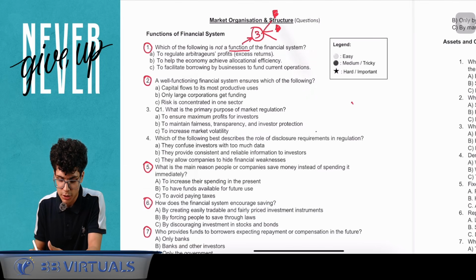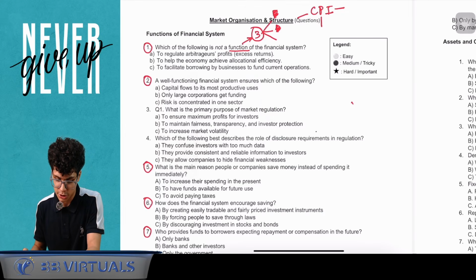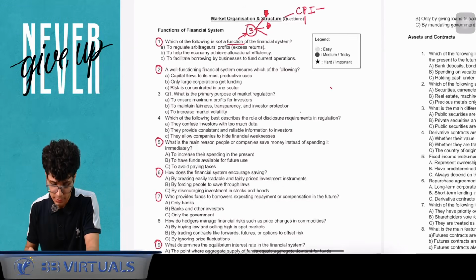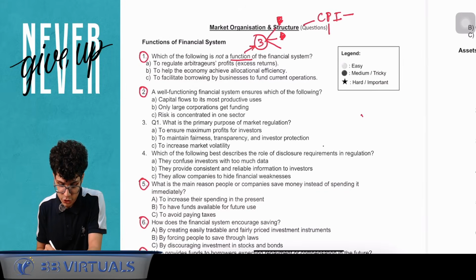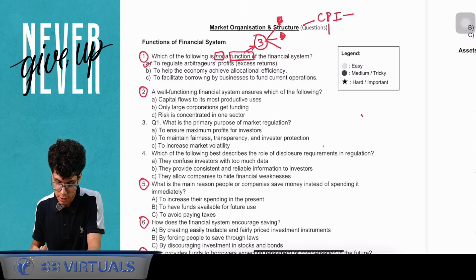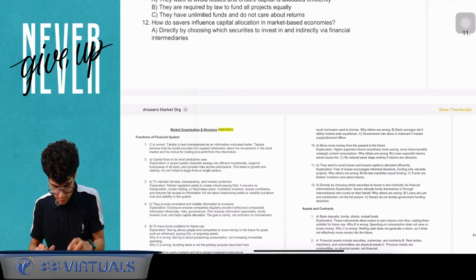So I have given a mnemonic to this, that is the CPI. I is interest rate discovery, P is purposes, and C is capital allocation. Which of the following is not a function of the financial system? First, to regulate arbitrage profits. Second, to help the economy achieve allocational efficiency. Third, to facilitate borrowing by businesses to fund current operations. So what do you feel? What is the answer? Which of the following is not a function? Very important to understand, this is a negative statement. A is the answer, to regulate arbitrage profits. Let us see if A is the answer.